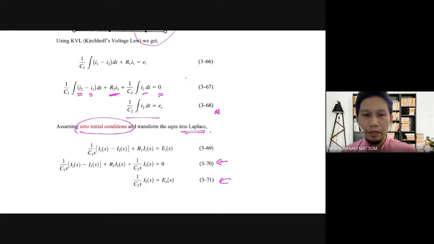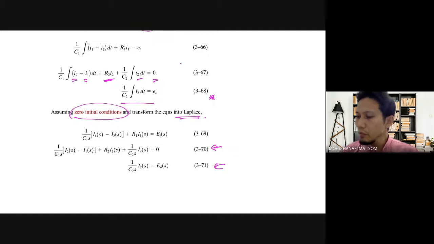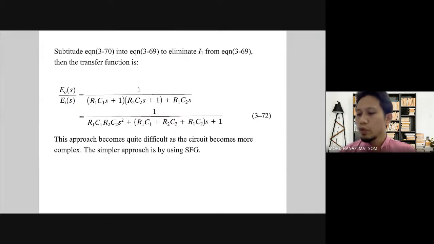Okay, now we have 3 equations here. Next, what we can do is use the simultaneous equations to find E0 over EI. So basically, this approach becomes quite complex as opposed to the first example where we have only a simple RLC circuit. So we can do a different approach.